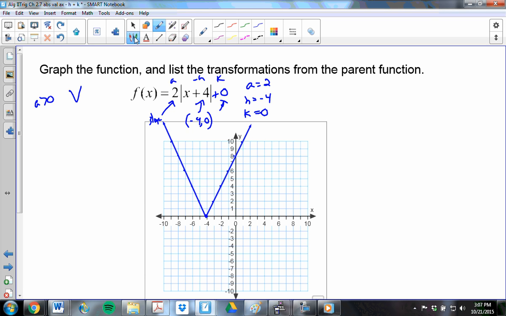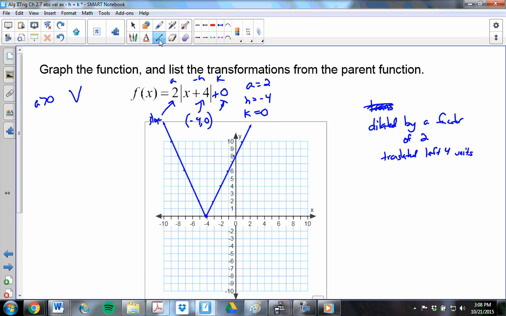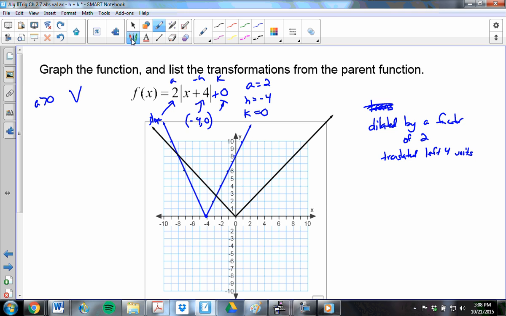Now I'm going to list transformations to the parent function. Well, from the parent function it was dilated first. You should list them in order from left to right. Dilated by a factor of 2, and then translated left 4. Because remember, the parent function looks like this. There's the parent function. It was moved left 4 and had its scale changed.